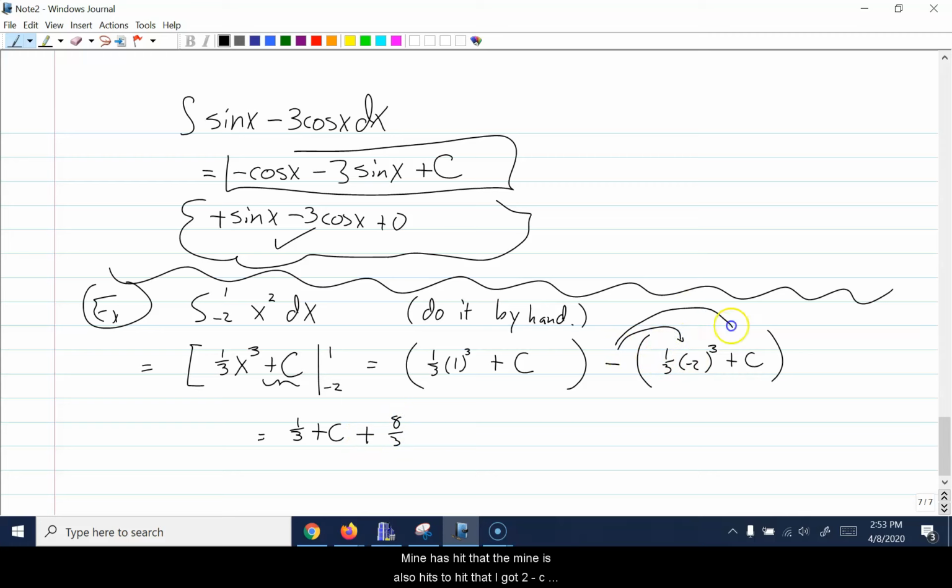The minus hit that. The minus also hits that. I get a minus c. This plus c minus c cancels, which is why I didn't need to write the plus c in there. When you have a definite integral, the plus c is going to cancel out anyway. I get 9/3, which is 3. If I had asked my calculator to evaluate that, it would have given me a 3. I can do that.